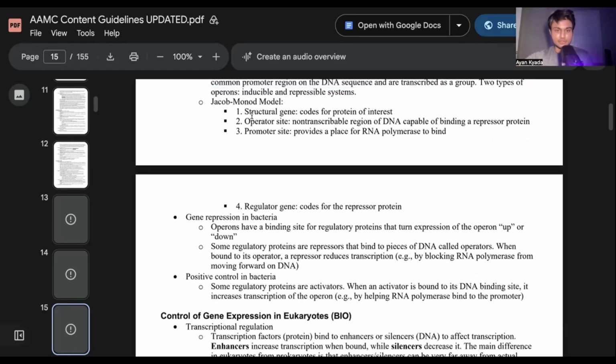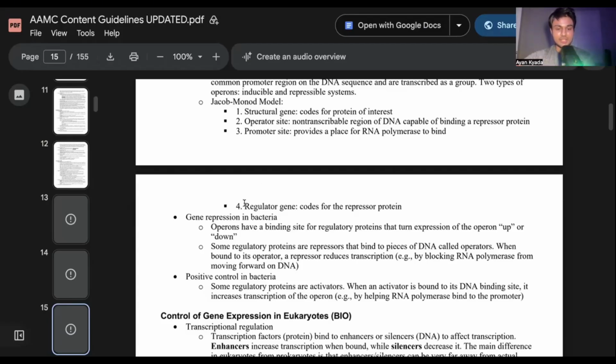The first one is the structural gene, and this is going to actually code for the protein we want to produce. The next is the operator site, and this is where the repressor protein, which represses the activity of transcription, will bind. If it's there, it's going to repress transcription. If it doesn't bind here, then transcription is going to be active. The promoter is where the RNA polymerase binds to actually activate transcription.